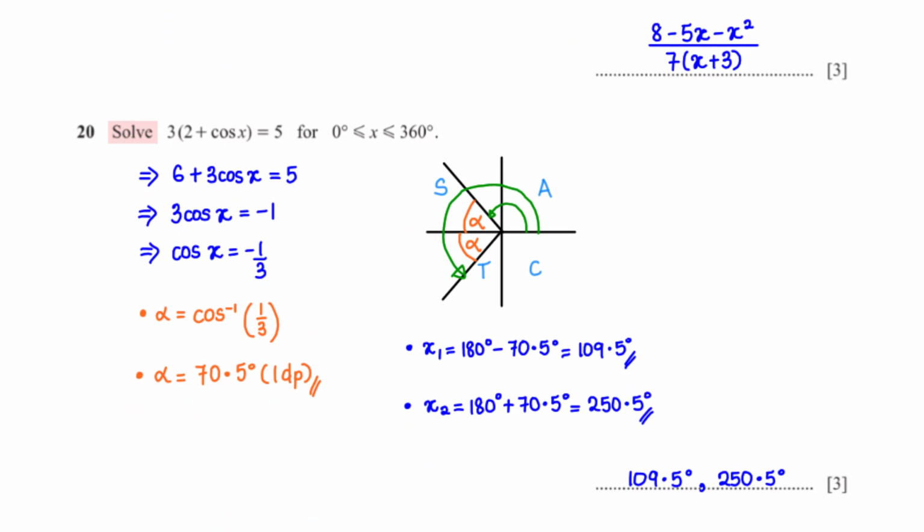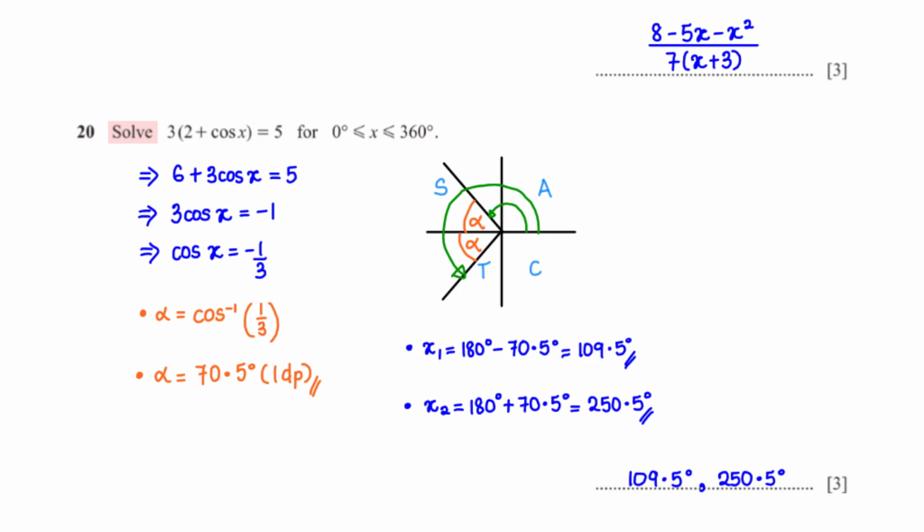Solve 3 times 2 plus cos x equals 5 for x greater than or equal to 0 degrees and less than or equal to 360 degrees. First, we need to make cos x the subject of the given equation. When we expand the brackets, 3 times 2 is 6 and 3 times cos x is 3 cos x. When we subtract 6 from both sides, this is what we have. When we divide both sides by 3, we get cos x equals negative 1 over 3.